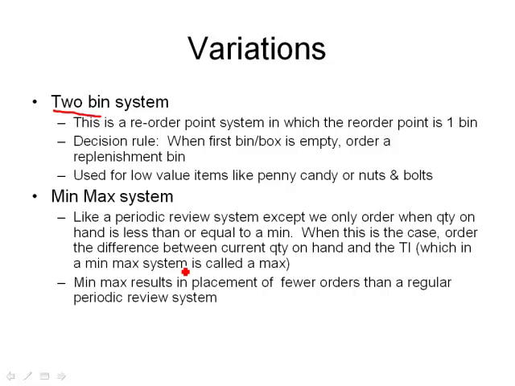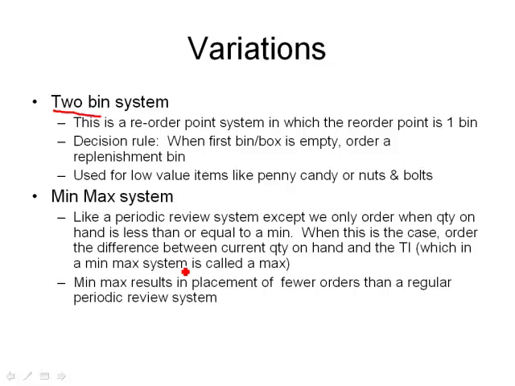My min might be 50. If I'm at my reorder interval and I've got 60 units on hand, I don't place an order. In a classic periodic review system, I would place an order for 40 units, but in a min-max system, I wouldn't place an order because I'm not below my min of 50.